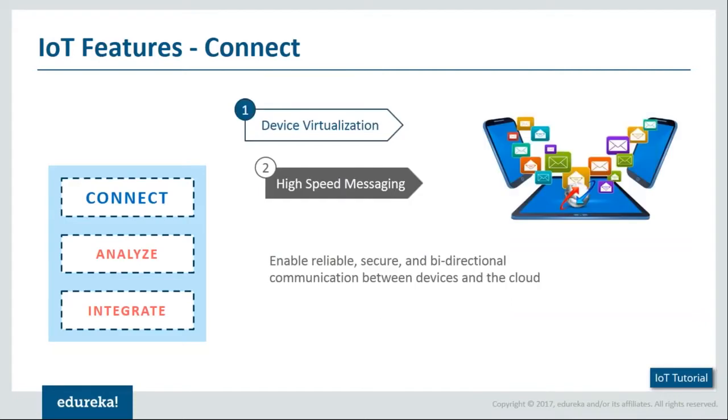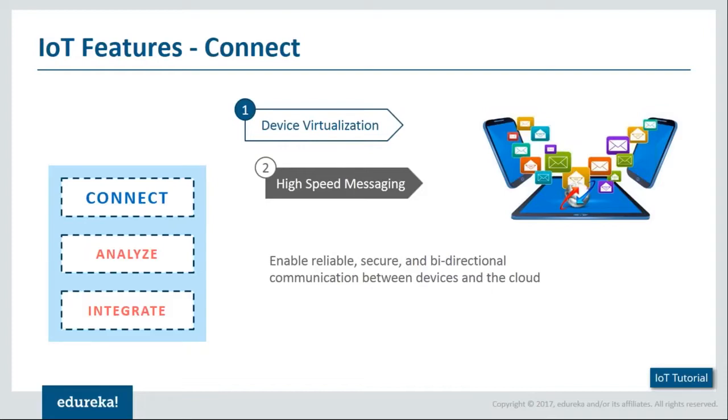Next comes high-speed messaging. Now what I have done is that I have connected all these devices to my platform. But these devices in turn generate a lot of data, and this data is what is going to help us understand better how we can improve the overall system and provide the user with a better experience. So for that we need to have high-speed messaging.